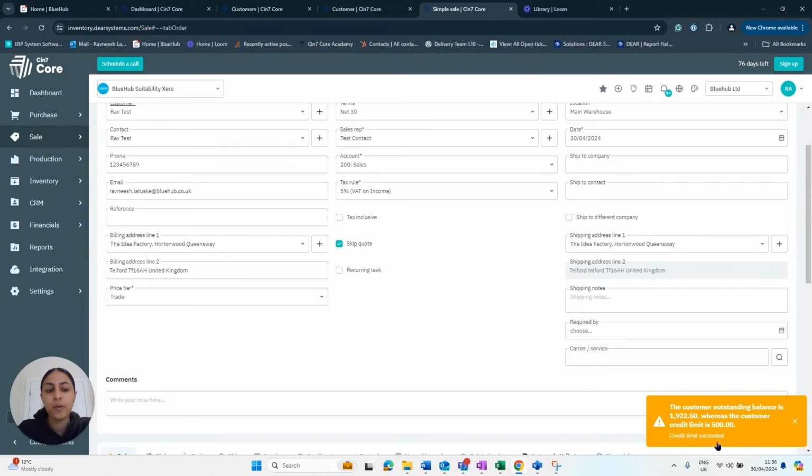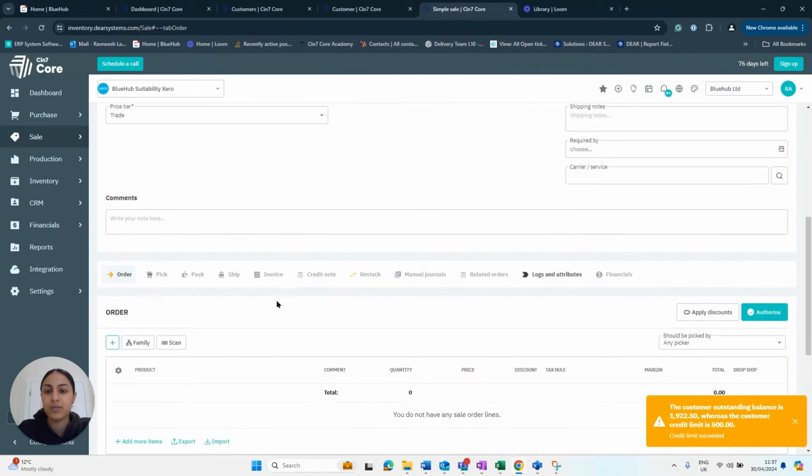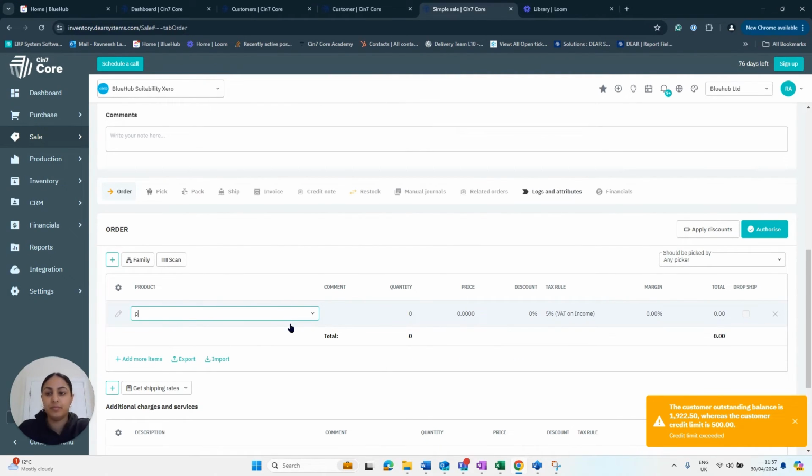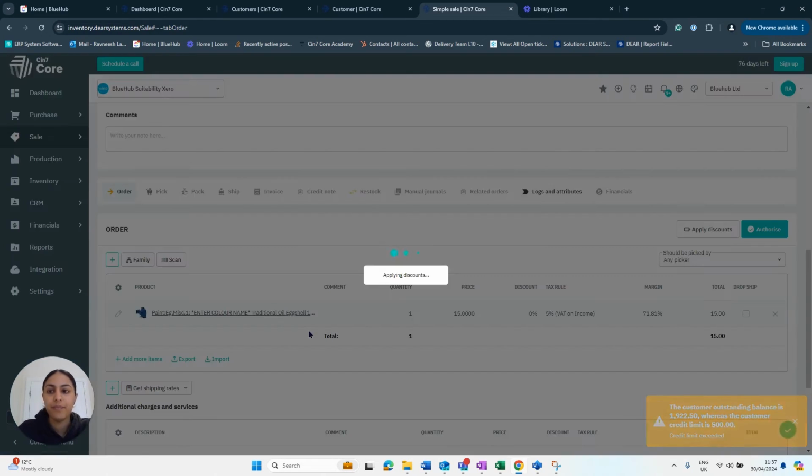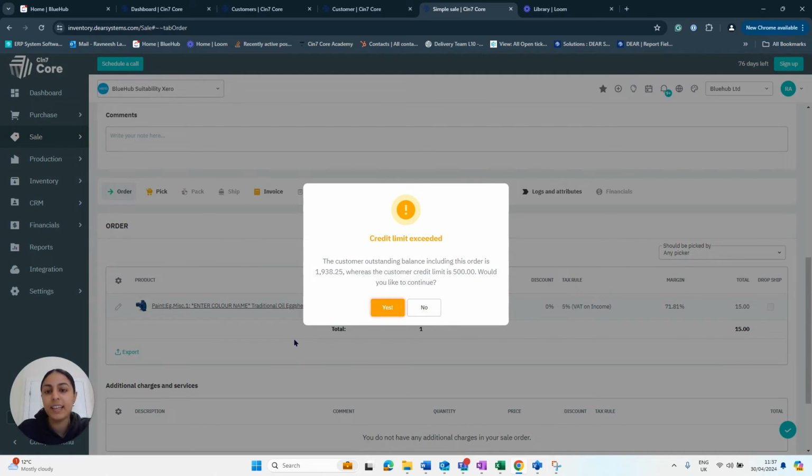As we can see here, we already have a warning that my credit limit is already exceeded at the moment. So if we go ahead and try and put a sale on, and authorise that there, you'll get a warning here to say the customer's outstanding balance is already over the credit limit, and if you would like to continue or not with this sale.